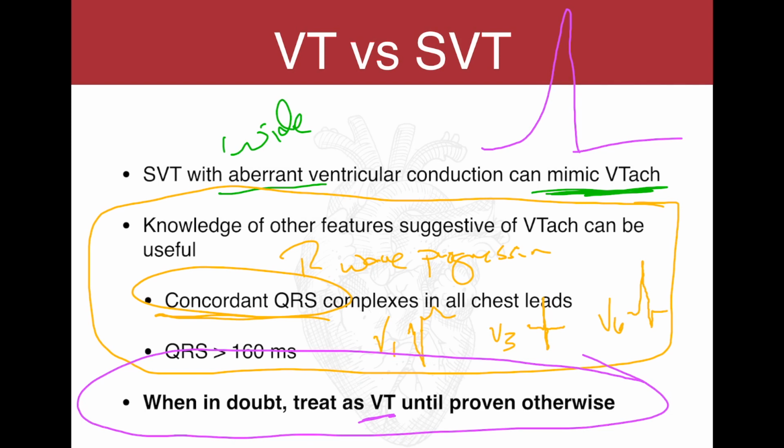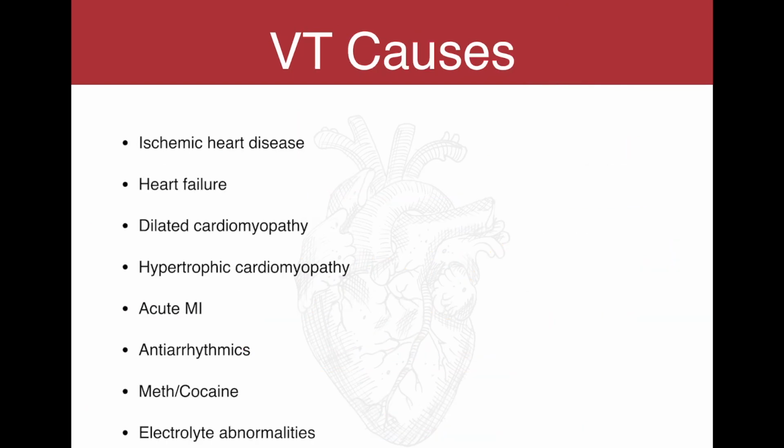Otherwise, if we treat this patient as SVT, we can cause them to decompensate and end up in a worse rhythm. So if you don't know, treat it as ventricular tachycardia. So guess what? We're pretty much always going to treat it as ventricular tachycardia. So what can cause this?